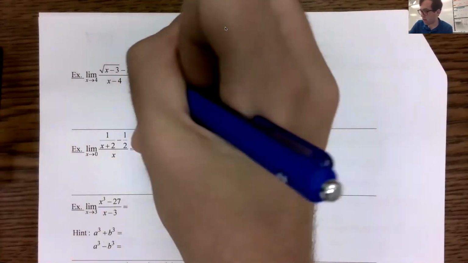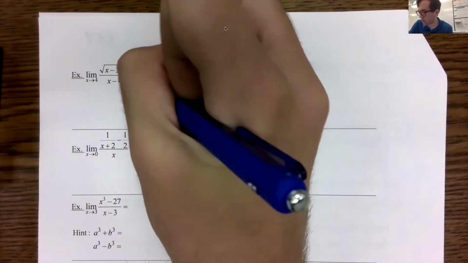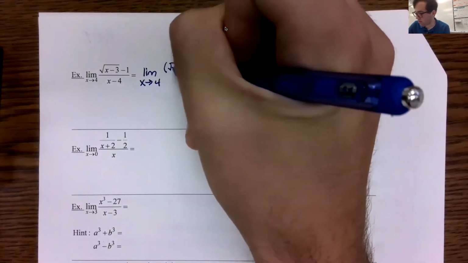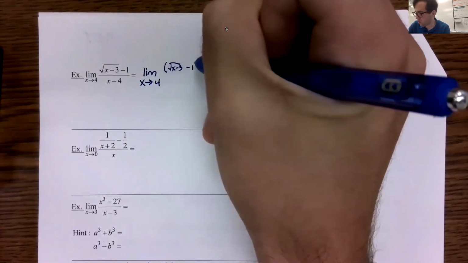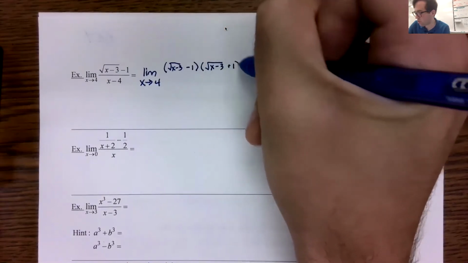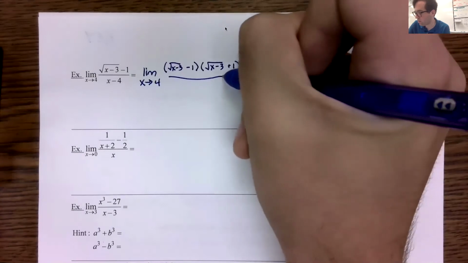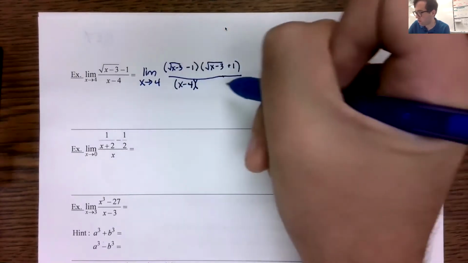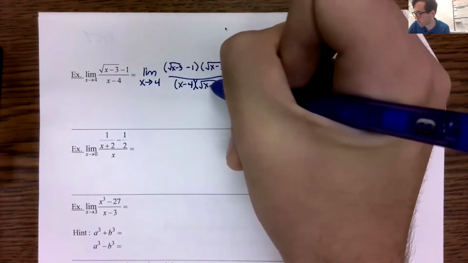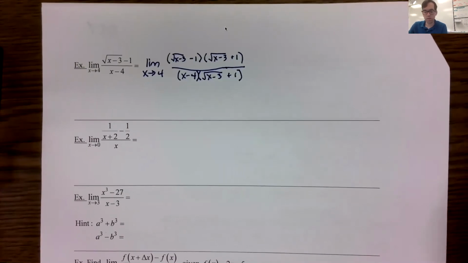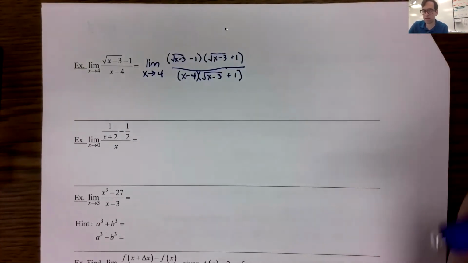So let's try the limit as x approaches 4 of the square root of x minus 3 minus 1 times the square root of x minus 3 plus 1 over x minus 4 times square root of x minus 3 plus 1. Okay, so we're going to FOIL or distribute the numerator, and we're going to leave the denominator factored.